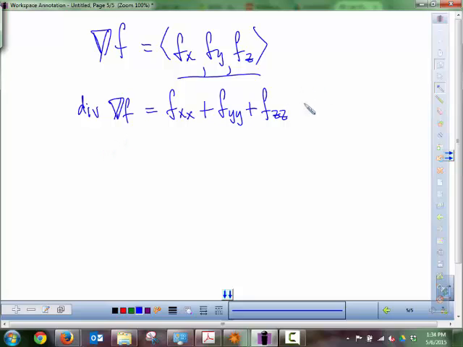And what's the result? Is it a vector or a scalar? It's a scalar function, right? There's no commas, components, or anything like that to a scalar function. All right, well, that was neat.